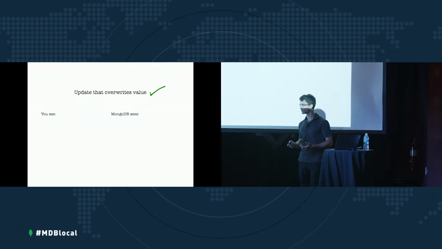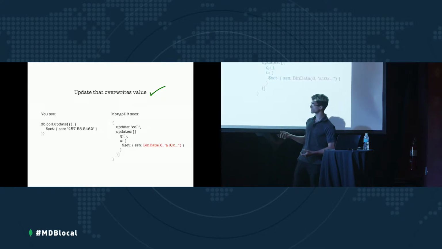There are some things you could do. You can do a complete replace of an encrypted value. This is like taking one black box and replacing it with another black box. So on the driver side, we will encrypt the value of SSN here, and on the server side, we'll completely replace the bin data that was encrypted with a new encrypted bin data.